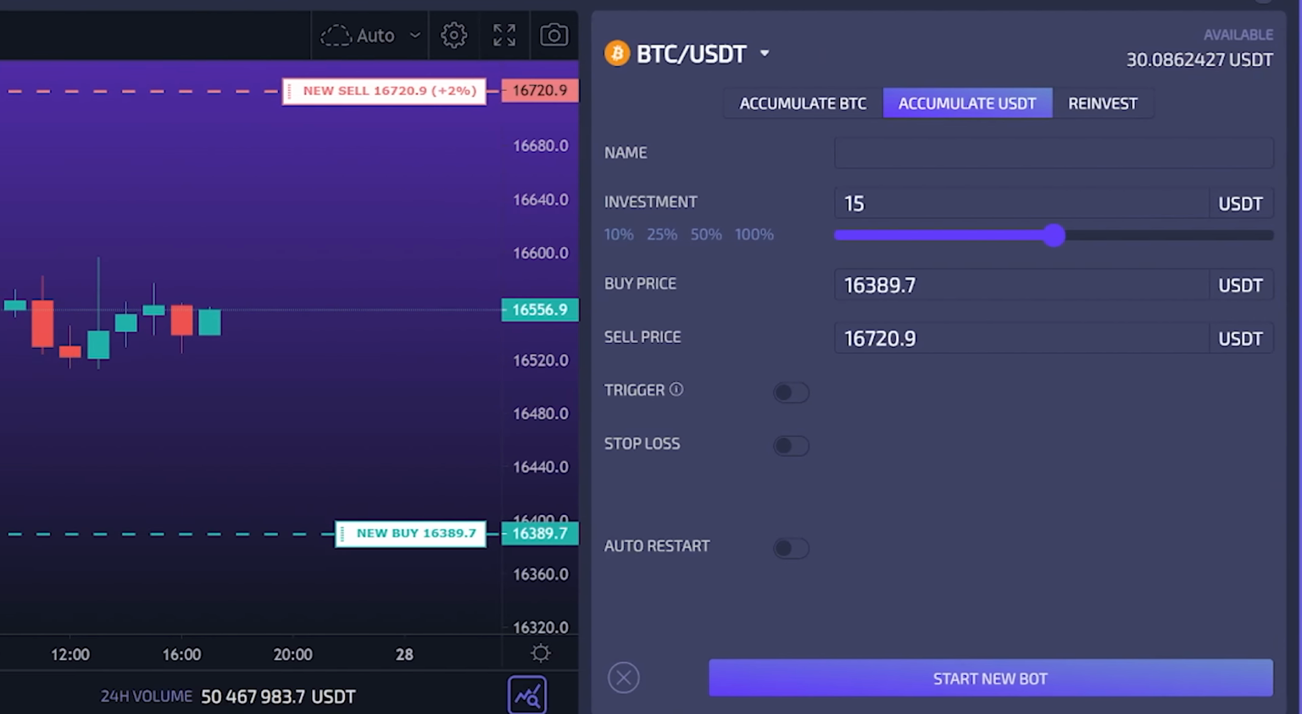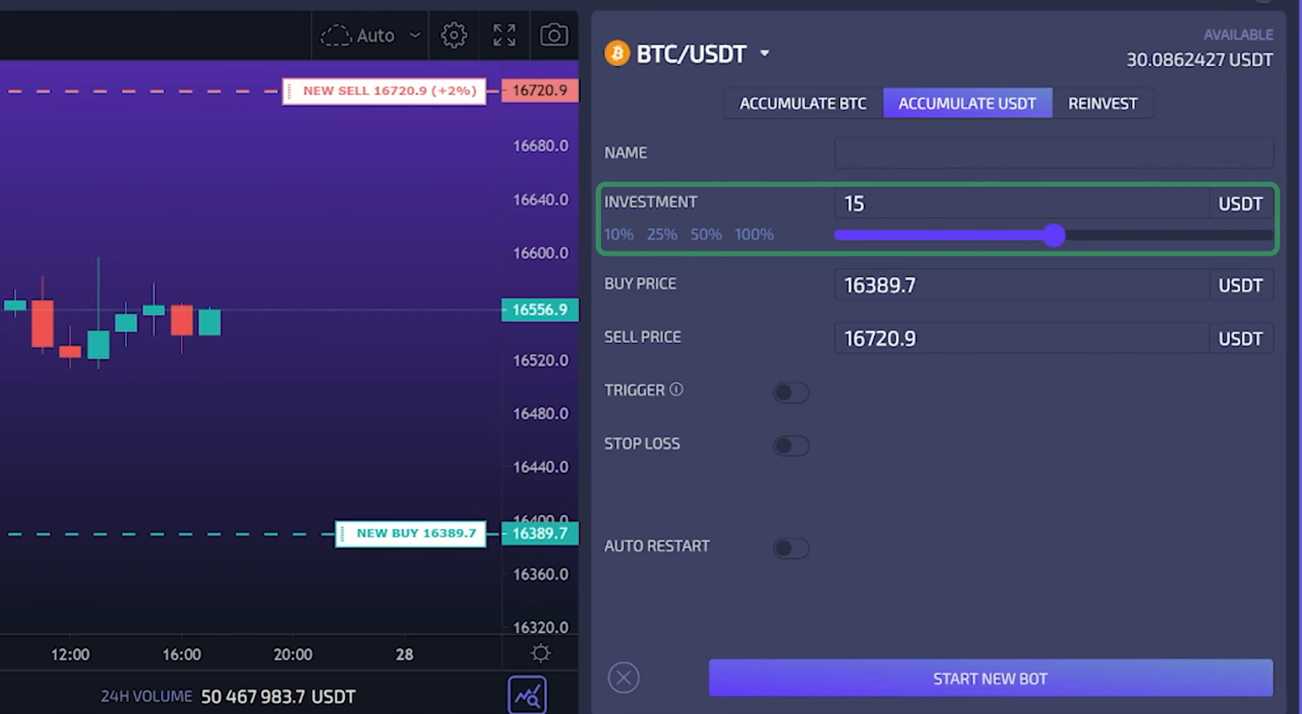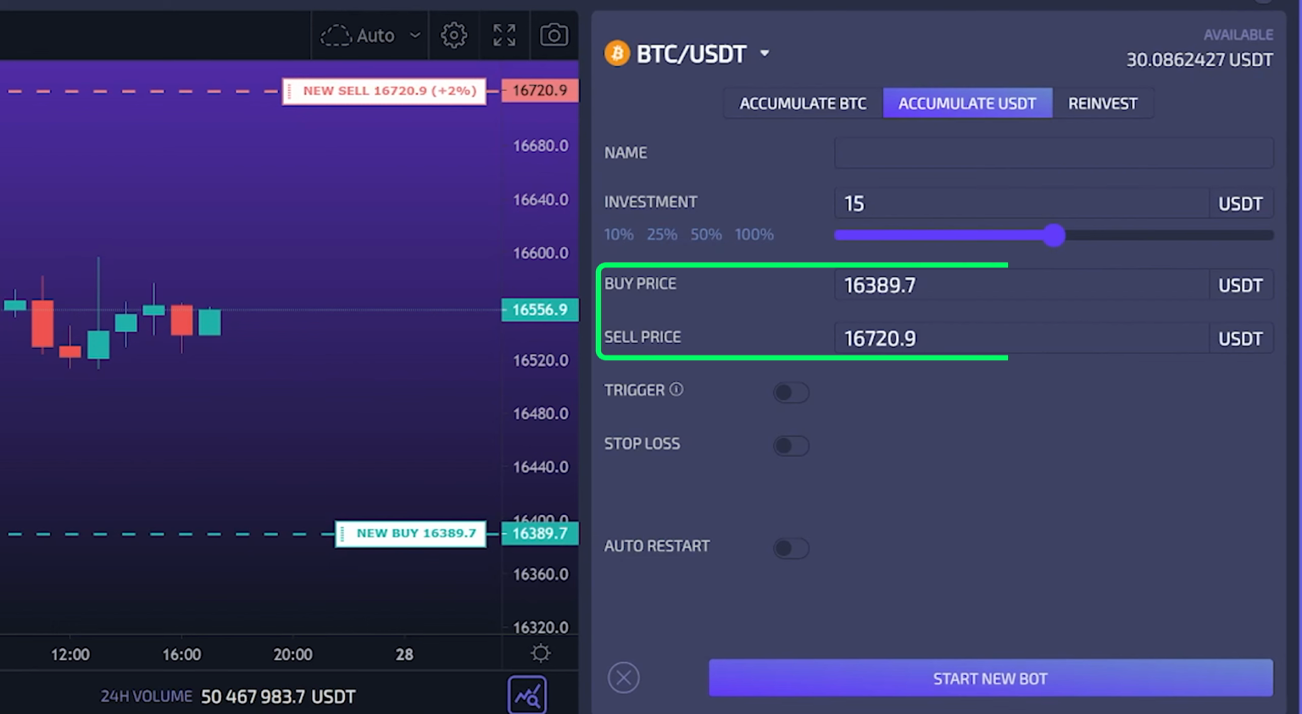The rest of the configurations are much more simple. Here you can name your bot to make tracking them easier. Here you set the investment amount. Here you specify buy and sell price levels, which you can also do directly in the chart.